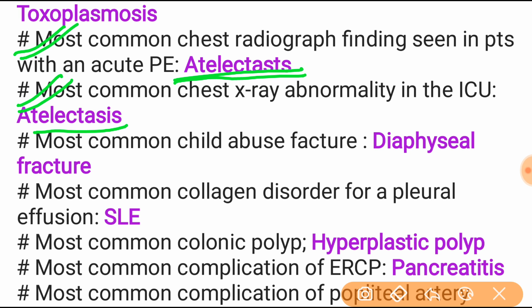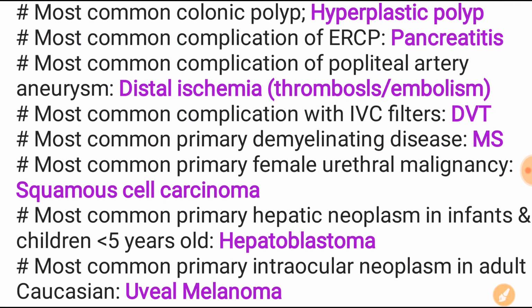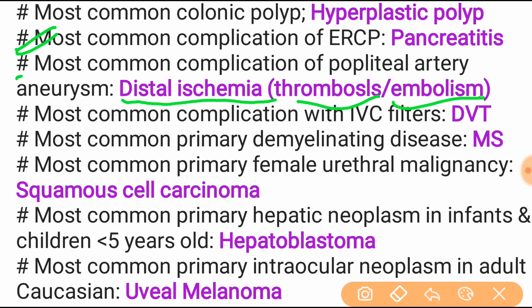The most common child abuse fracture is the diaphyseal fracture. This is also an important question. The most common collagen disorder causing pleural effusion is SLE. This is also a most important question. The most common colonic polyp is the hyperplastic polyp, and the most common complication of ERCP is pancreatitis. This is also a most important question. The most common complication of popliteal artery aneurysm is distal ischemia, thrombosis or embolism. This is also an important question.